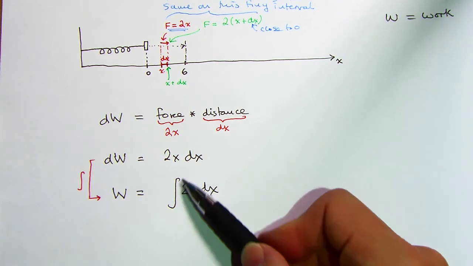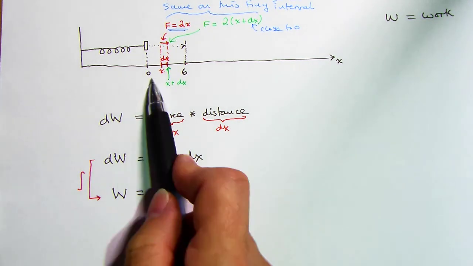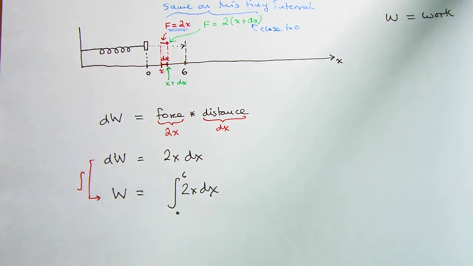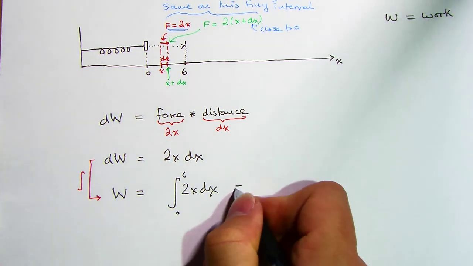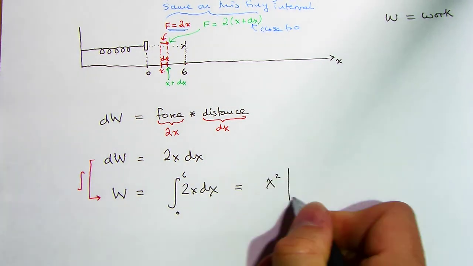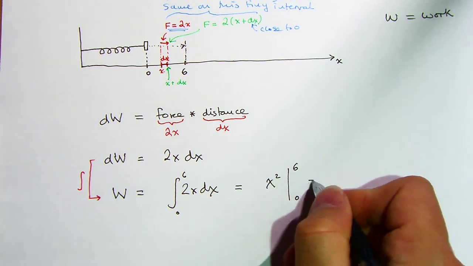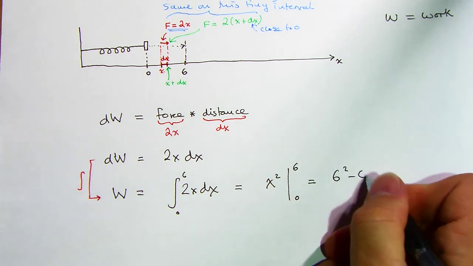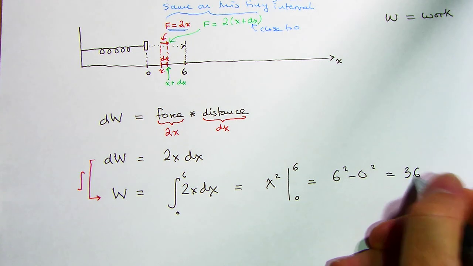And what does x vary between? 0 and 6. It varies from 0 to 6. And it's a very easy integral, of course. You get x squared from 0 to 6. And that would give you 6 squared minus 0 squared, which is 36.